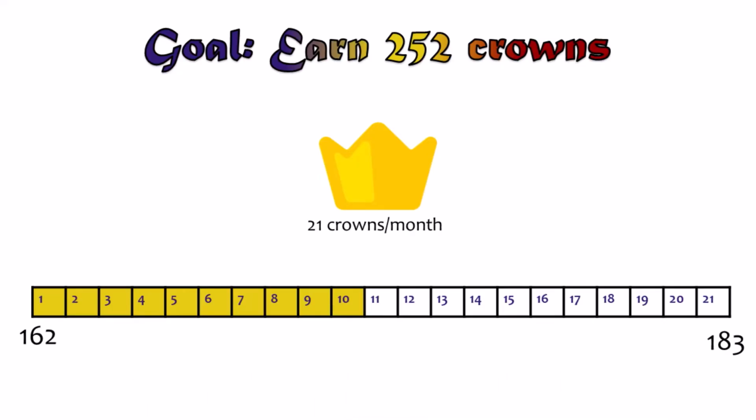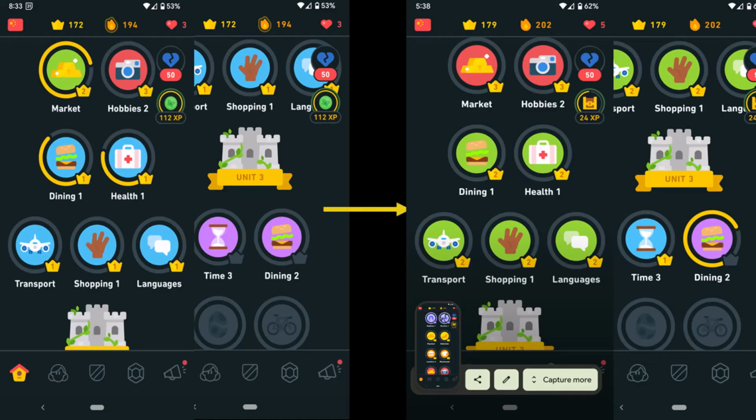I got 7 crowns this week. And you can see here where I got them. In the market area, I went from 2 to 3. Dining 1, I went from 1 to 2. Health 1. Transport, shopping, languages, all those areas I went from, you can see they're blue to green, which means from the first crown to the second crown.